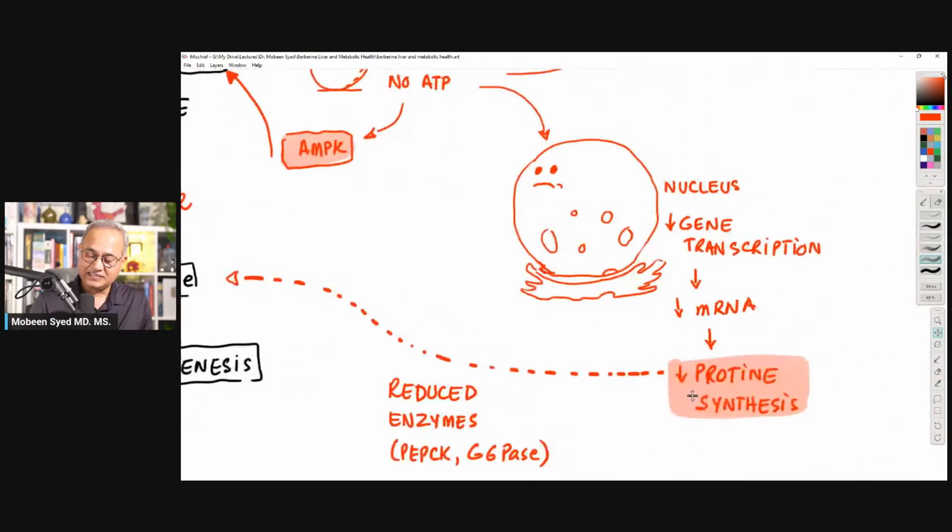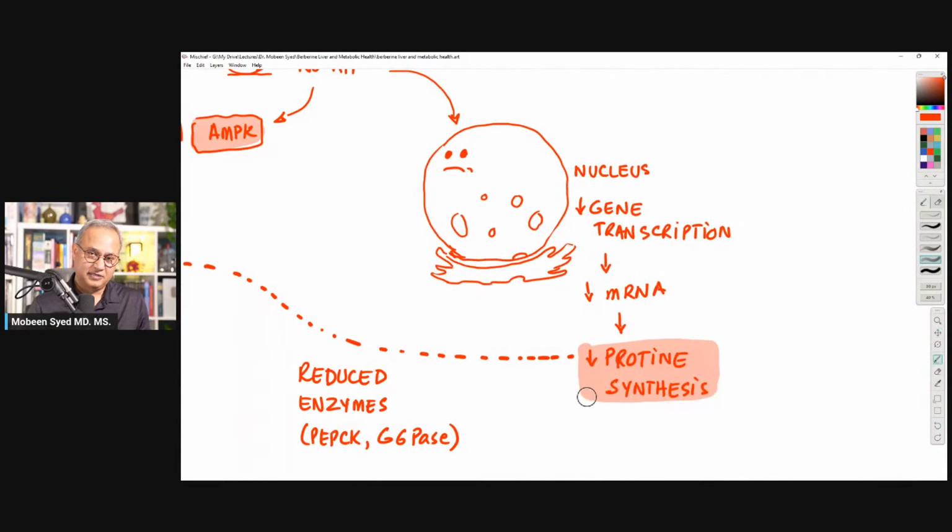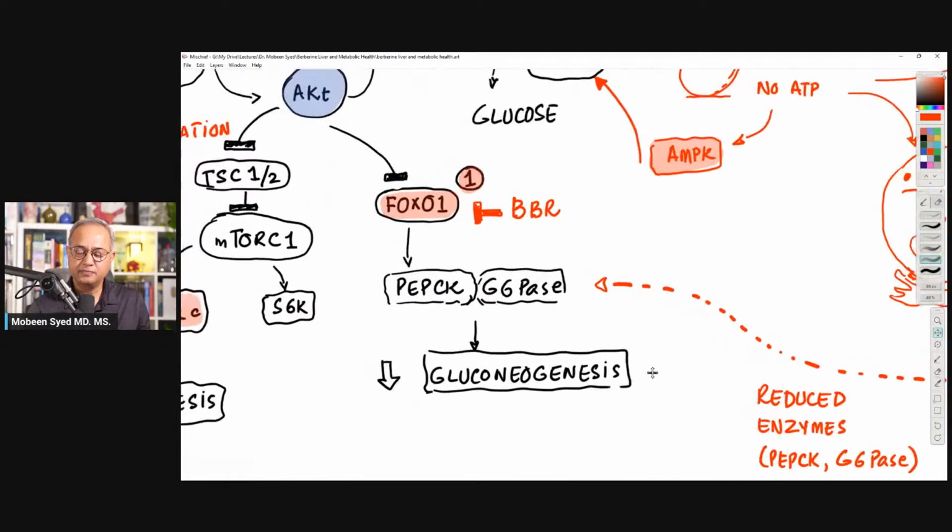But first, just this concept. Think about it, have you gotten this concept? When the energy is low, the nucleus is only going to make the most essential enzymes. In that process, the PepCK and G6Pase enzymes are deemed to not be the most essential. And now we're talking liver cells. So what does that mean? What that means is the following.